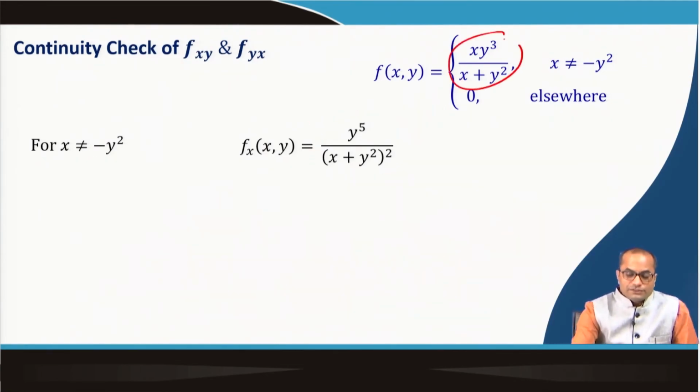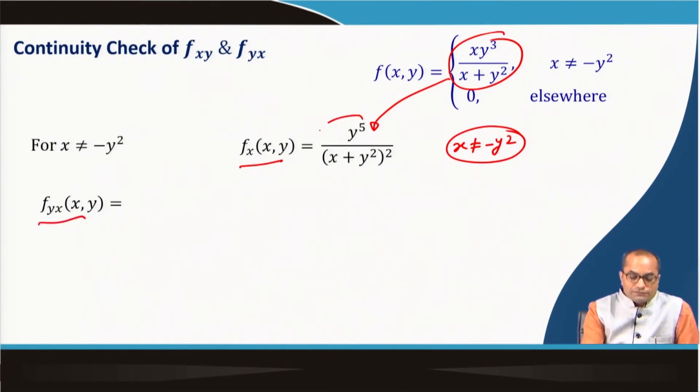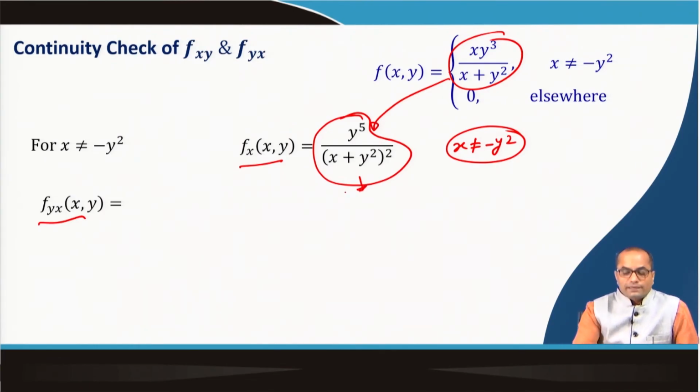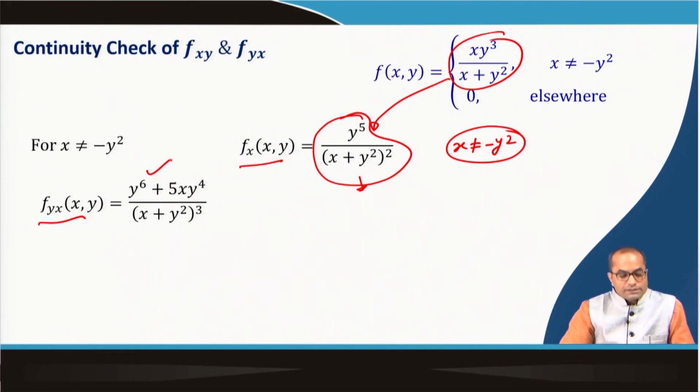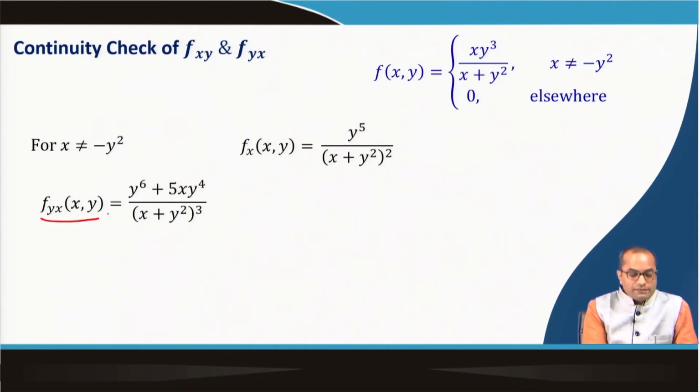So, we can simply differentiate this with respect to x, and this is the derivative wherever x is not equal to minus y square. Similarly, we can now differentiate with respect to y. So, this function will be differentiated with respect to y, keeping x constant. Again we can apply the quotient rule for the derivative, and then we will get y power 6 plus 5 x y 4 over x plus y square power 3. And this is also wherever x is not equal to minus y square.